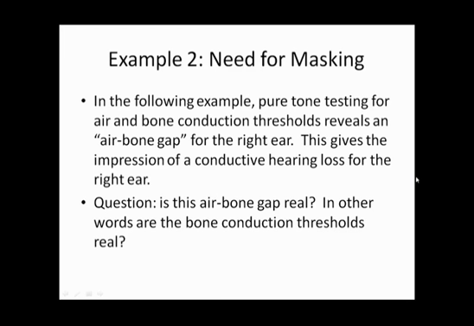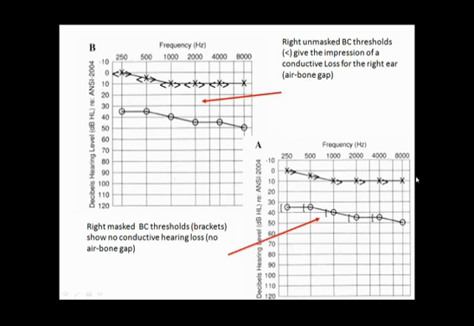In the following example, pure tone testing for air and bone conduction thresholds reveals an air-bone gap, in quotes, for the right ear. This gives the impression of a conductive hearing loss for the right ear. Question, is this air-bone gap real? In other words, are the bone conduction thresholds real? So here, this is from Kramer. I'm sorry I don't have the figure number for you, but it's in Chapter 5.